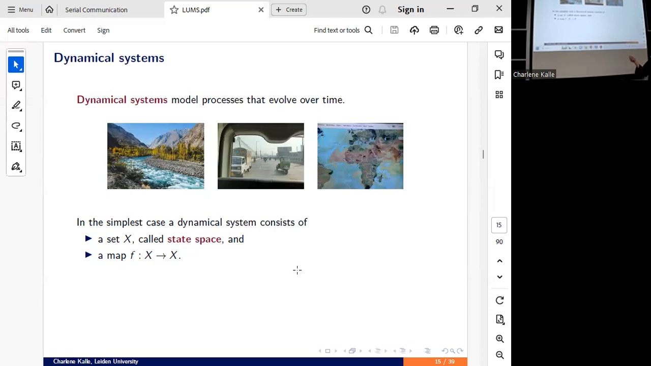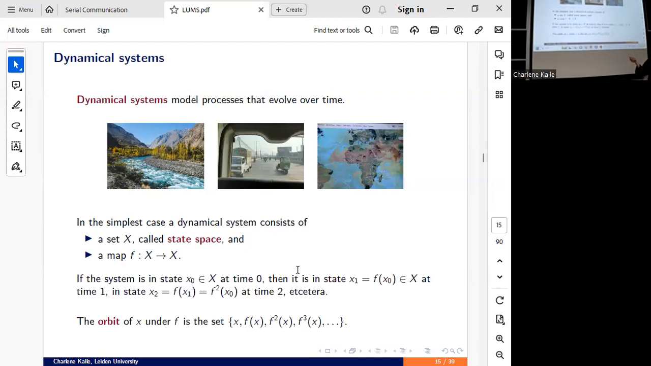And in the simplest setup, a dynamical system consists of 2 ingredients in discrete time. A set X, which is called the state space. So this is the set of all the states that a system can be in, and a map f that maps the state space to itself, and this gives you the time evolution. In the following sense: if the system is in state x0 at some moment in time, let's call that time 0, then it will be in state x1, which is f of x0, after 1 time step, and in x2, which is f of x1, which is f of x0 after 2 time steps, etc.